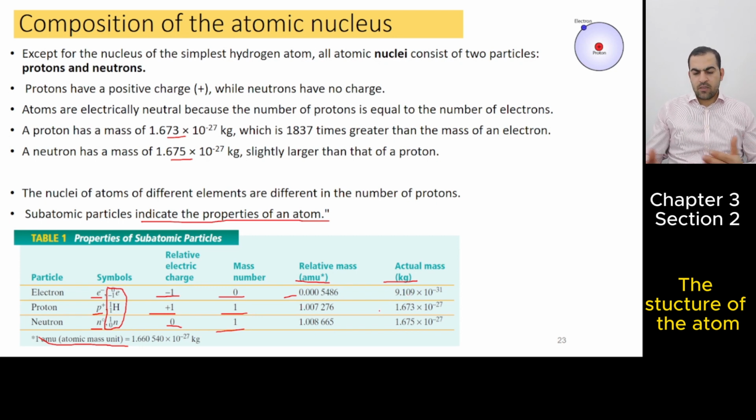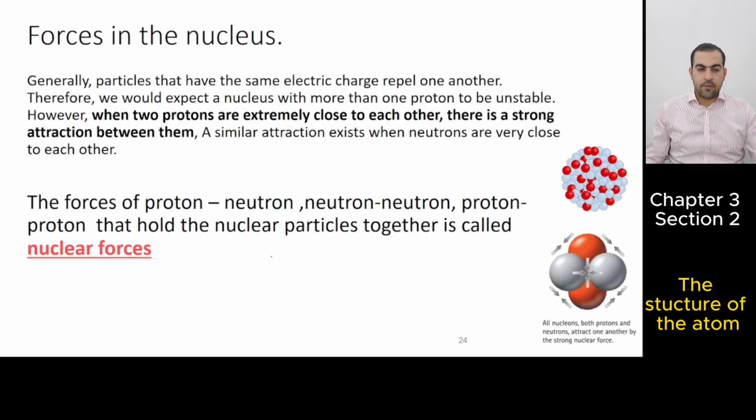Why do we use AMU? Because in kilogram it gives us very small mass. The mass of the electron is 0.005486. This is the mass of the proton, the mass of the neutron. Look, the neutron is slightly larger than the mass of the proton. So the most massive particle in the atom is the neutron.